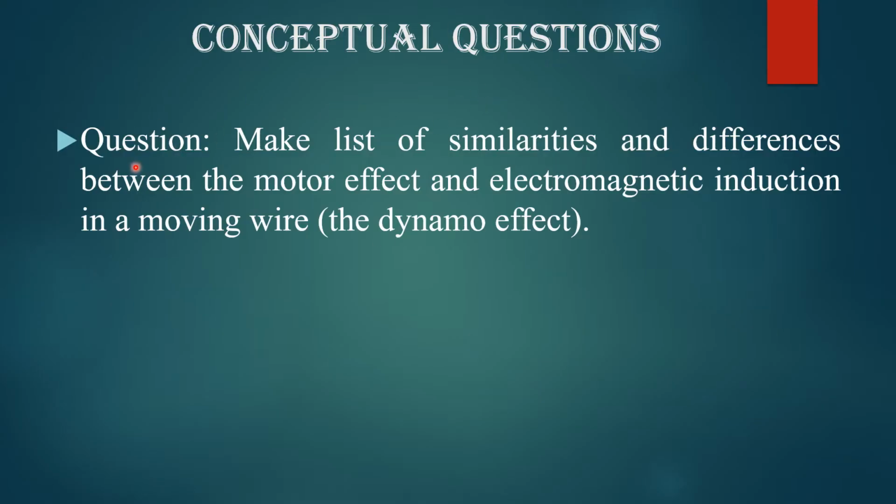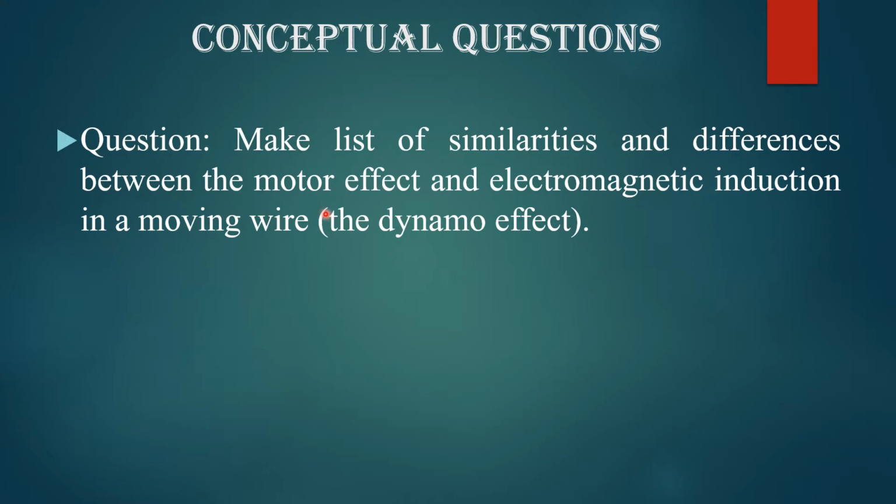Conceptual questions. Question: Make a list of similarities and differences between the motor effect and electromagnetic induction in a moving wire, the dynamo effect. When we talk about similarities, we know that the motor effect and electromagnetic induction are both used for conversion of energy from one form to another, and both use a magnetic field. They require some magnetic field.